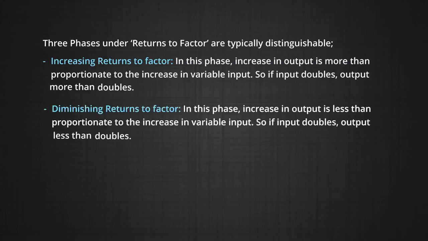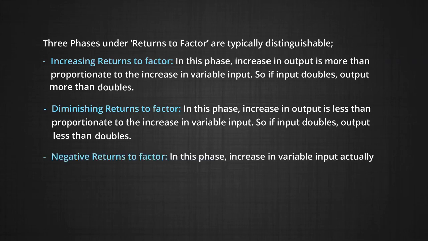Diminishing returns to factor are said to exist when the increase in output is less than proportionate to the increase in input. In this case, if input doubles, output will less than double. Negative returns to factor exist when the increase in input actually causes the output to fall. We shall explain why these returns to factor exist in the next module.